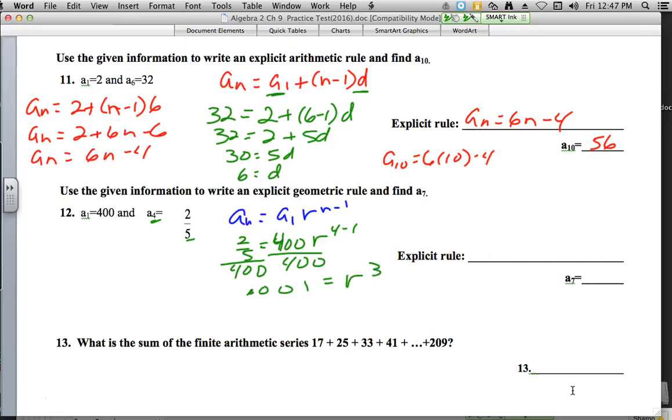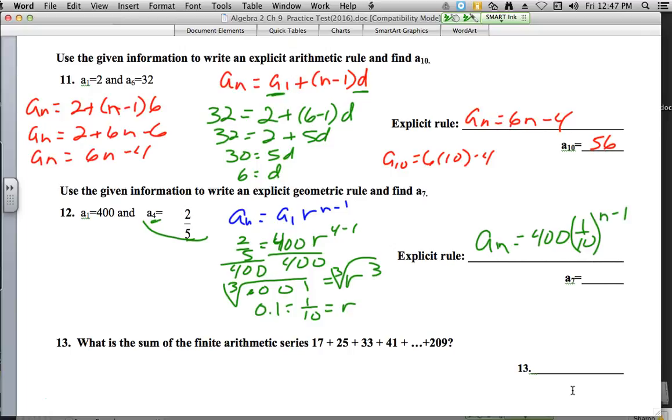And 4 minus 1 is 3, and then I'd have to go ahead and take the cubed root of both sides. And with cubed root, we don't have to do any plus or minus. And that will give me 1/10, which I'm going to write as a fraction since this problem came with fractions. Notice we have a sub 4 equals 2/5. So now I can just go over here and write it because I know the first term was 400, and I know what R is. It's 1/10. And again, we don't try to combine anything else there because the order of operations says we'd have to do the powers before we can do anything else.